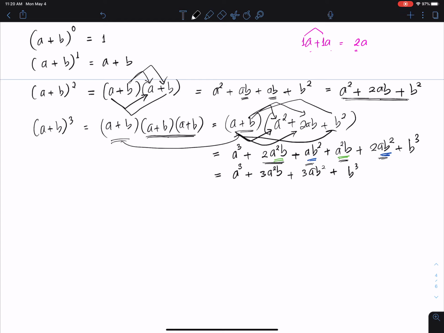Okay, so now we are already done for to the power of 0, to the power of 1, to the power of 2, and to the power of 3. We can do to the power of 4, but you can do it if you would like, I leave it for now because from here we can already see the pattern. Okay, so how are the patterns? Let's continue to the next video.